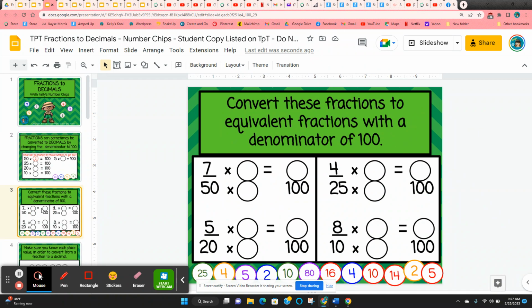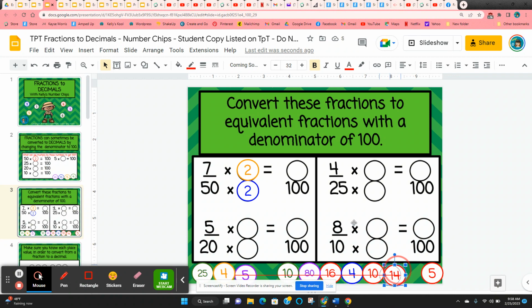The next slide, they're going to be converting fractions to equivalent fractions with 100 in the denominator. So if they know what to multiply times 50, which is 2, then they also have to multiply the numerator by the same number, by 2. And that will give them 14 hundredths. So that's all they're doing on this slide. They're just converting each to an equivalent fraction with 100 in the denominator.